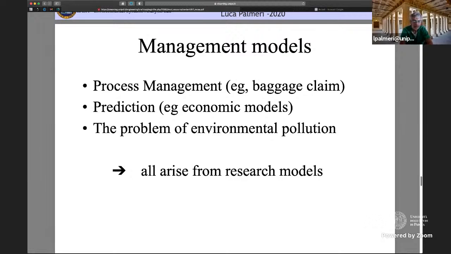As a prediction example, I put economic models. I do this because this is a blague, on dirait en français. In English, this is a joke.